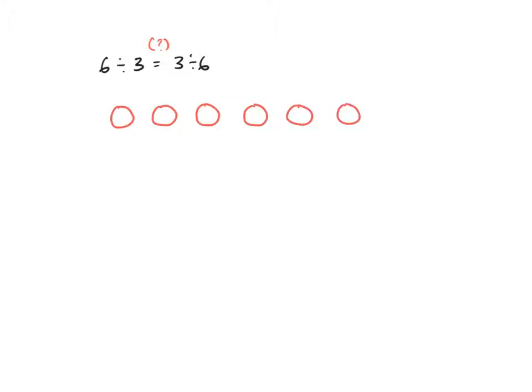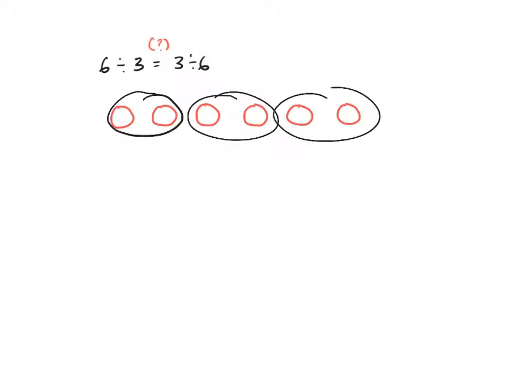I can also test for the commutative property with division by asking myself, does 6 divided by 3 equal 3 divided by 6? And I'm not sure of that. So 6 divided by 3 means I have 6 of something, so I'm going to draw 6 circles right here. 6 divided by 3 means I need to share with 3 people, so I need 3 equal groups. There's 1 group, 2 groups, 3 equal groups. So 6 divided by 3, each person gets 2 of those big circles.